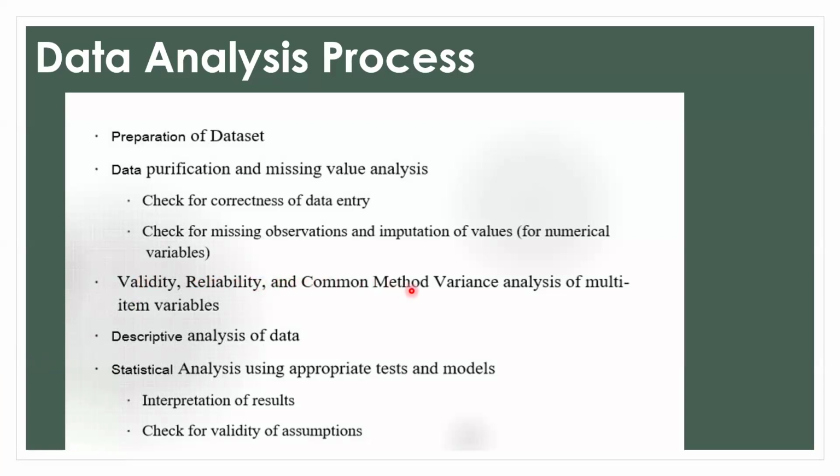Validity, reliability, and common method variance or common method bias have to be checked in terms of multi-item variables. What do you mean by a multi-item variable?